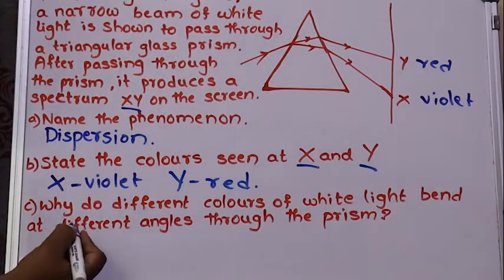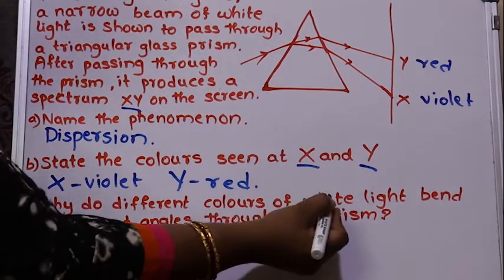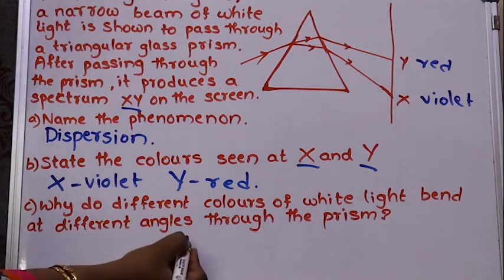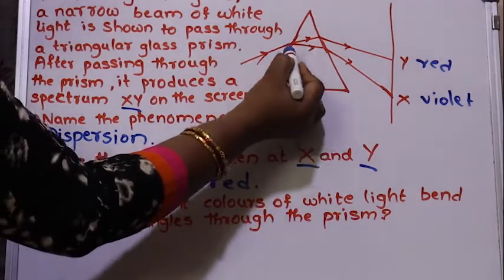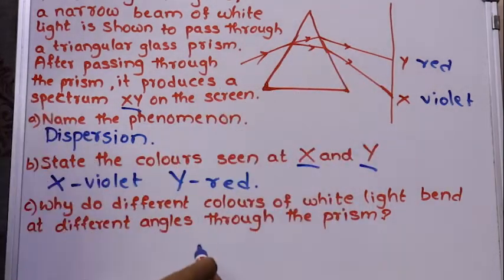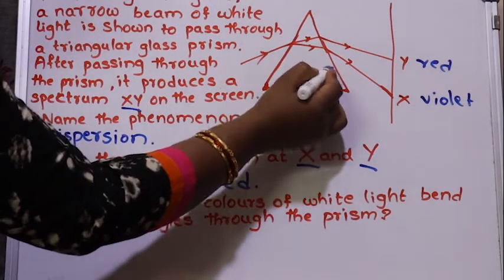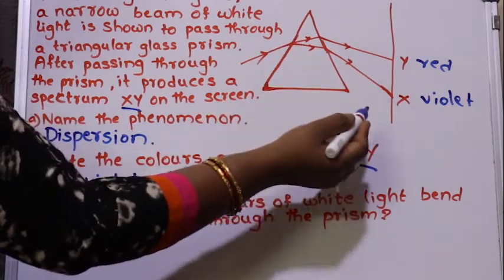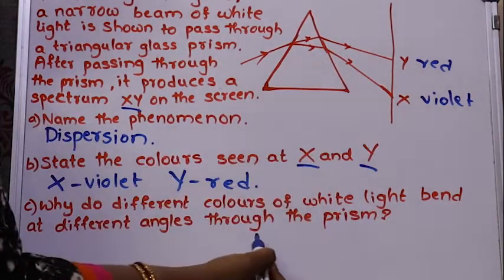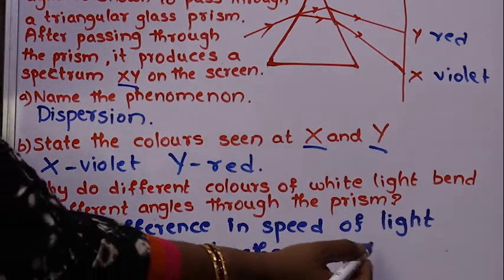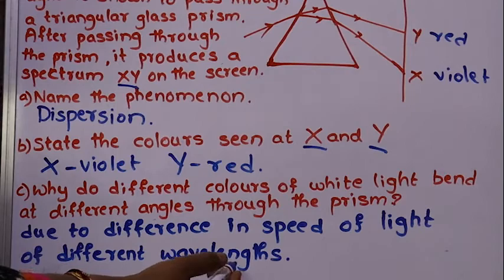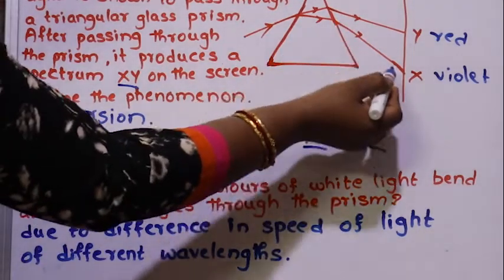The third question is, why do different colors of white light bend at different angles through the prism? Already we have seen that different colors have different wavelengths. Because of different wavelengths, their speed is also different. That's why they deviate at different angles. So, due to difference in speed of light of different wavelength, the different colors bend at different angles.